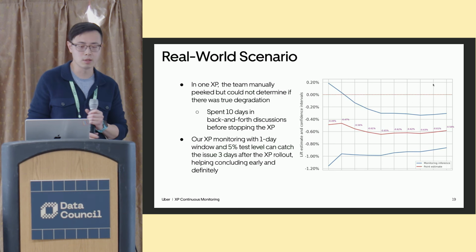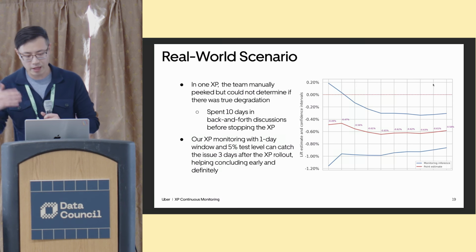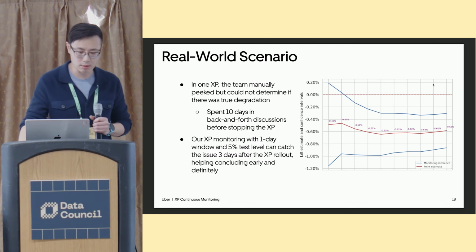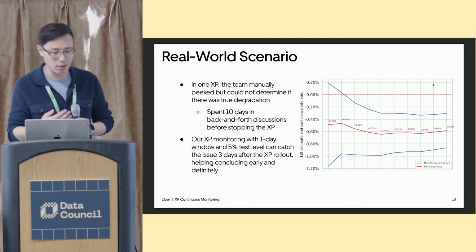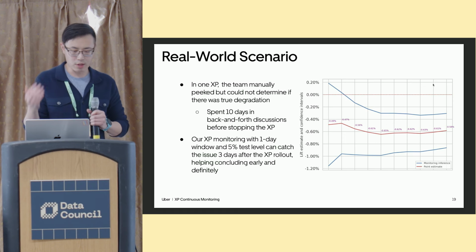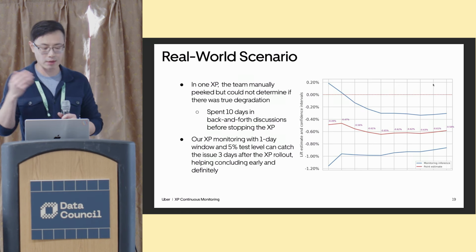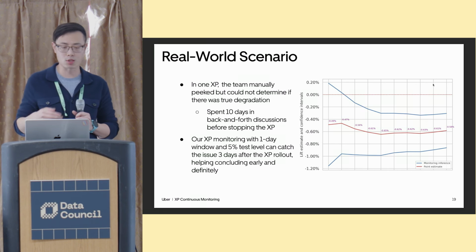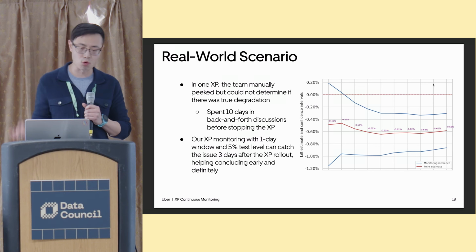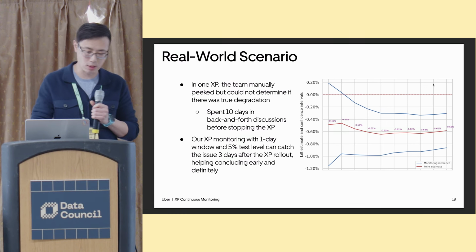I want to conclude this section with a real-world story. This is before we launched our monitoring system. One of the XP teams did their own checks. They found something, but they really couldn't determine whether there was a true degradation. So there was back and forth discussion between their engineers and data scientists for 10 days before they finally stopped their XP. One thing we did is we tested it with our system, and we found out our system actually could flag this to them 3 days into the rollout, even with just 1-day metric data and a 5% test level. This means we could help them make this rollback decision much earlier and stop this harmful XP rollout much earlier.